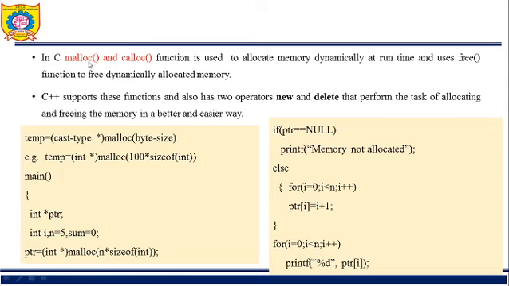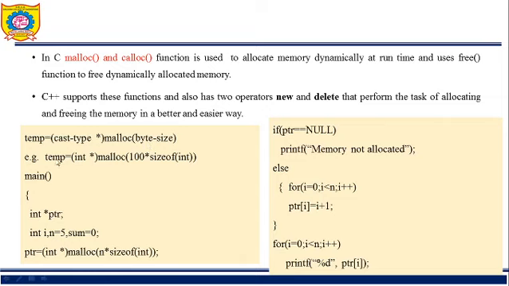So what is meant by malloc and calloc? malloc is used to dynamically allocate a single large block of memory with a specified size, and it returns a pointer of type void which can be cast into a pointer of any form. For example, temp is equal to cast type, meaning the type of data for which you want to reserve memory, then malloc with the byte size, which is how much memory of that type you want to allocate.